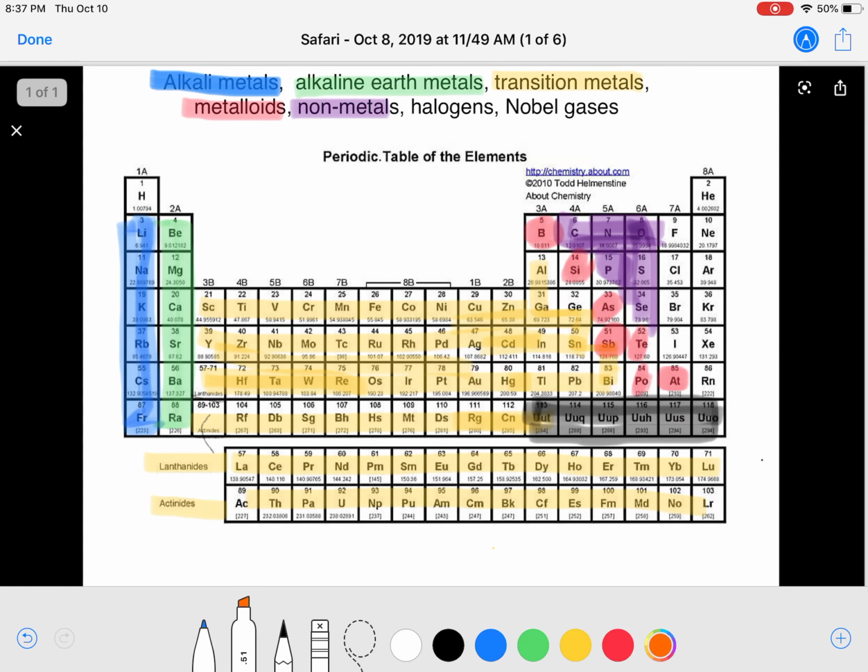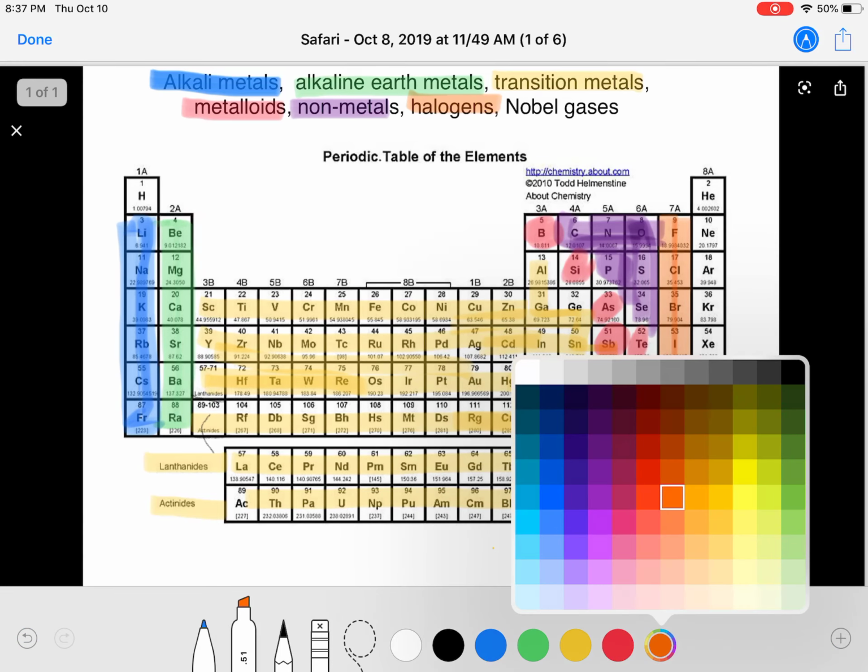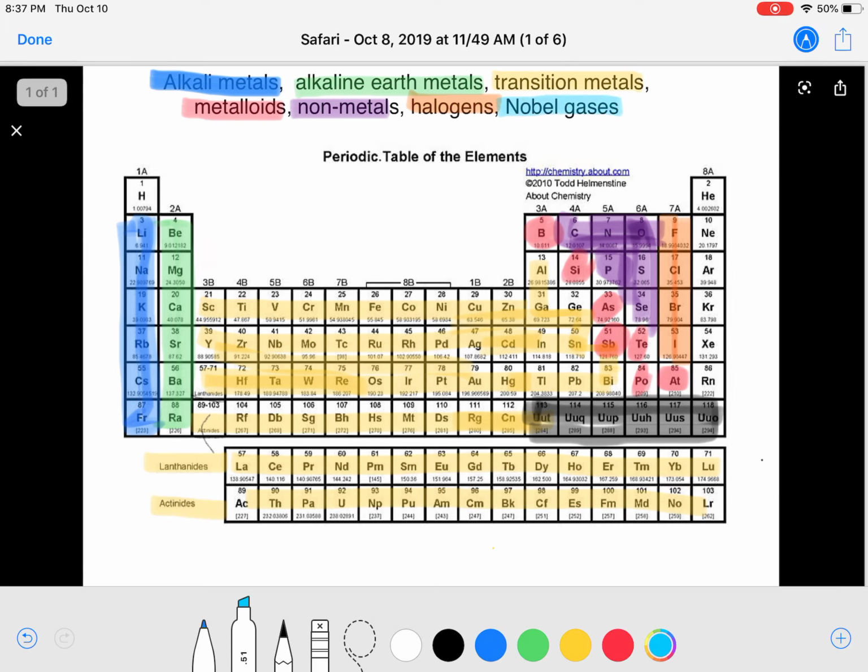So we're going to use orange for halogens. So that's our fluorine, chlorine, bromine, and iodide in the halogens. So that's group 7 right here. The last one that we have, I'm going to do in blue, are our noble gases. So our noble gases are these 5 here, 6 including helium. Those are all the ones in group 8.